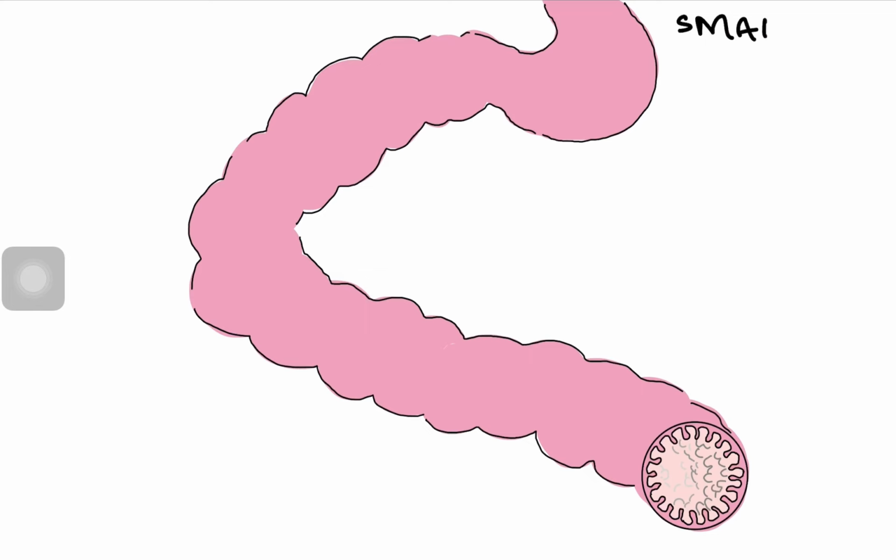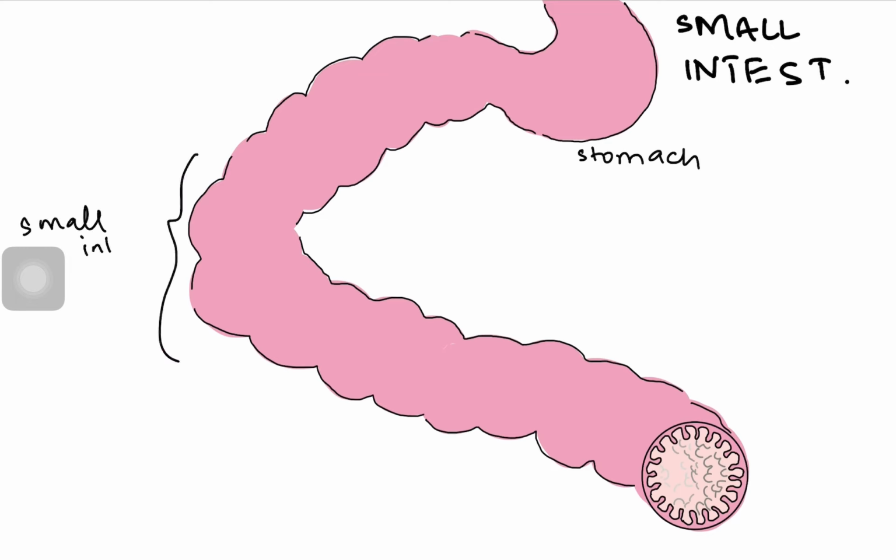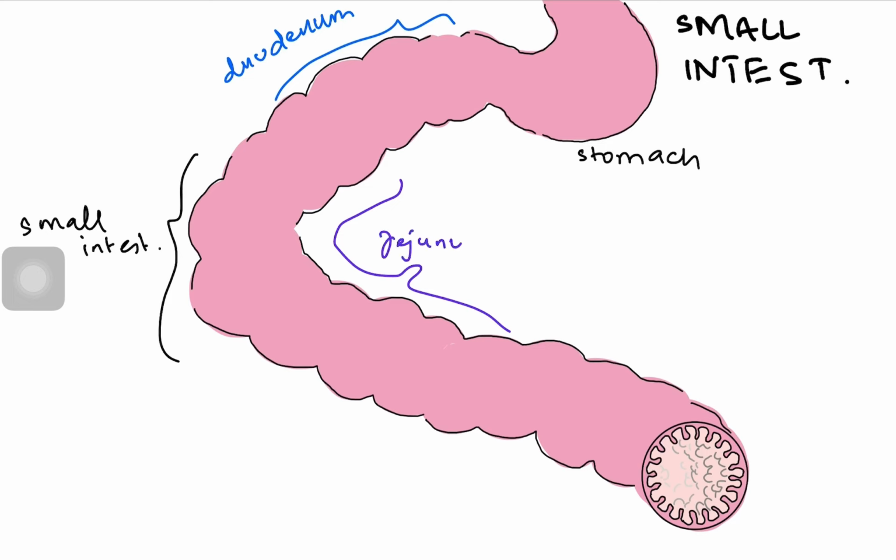Now moving on, let's talk a little about the small intestine. The small intestine, as you can see in the diagram, originates directly from the stomach. I have made it really thick. It's not as thick, but for the sake of clarity. So the small intestine, starting from the stomach, is divided into three parts. The first part is known as the duodenum. Then there's a middle part, which is known as the jejunum. And then after the jejunum, the final part is known as the ileum.